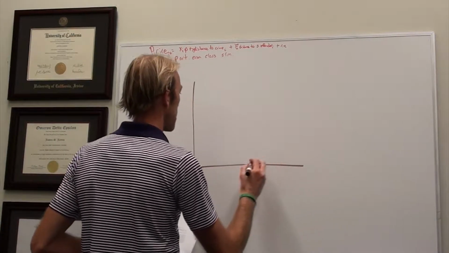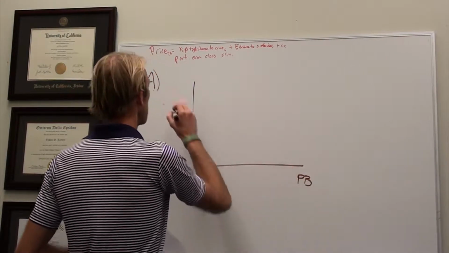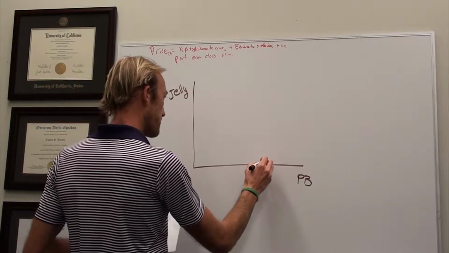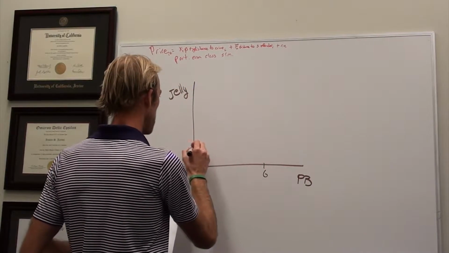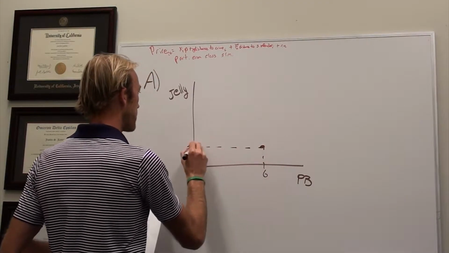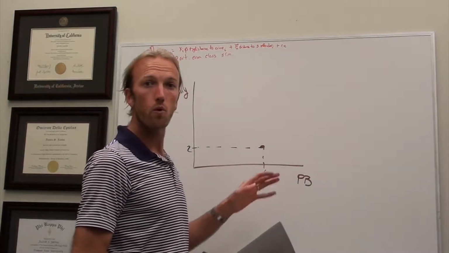You see that if I put peanut butter on this side and jelly on this side, 6 jars of peanut butter is about here, 2 jars of jelly is maybe about here, and I have the endowment point 6, 2. Now, how do I find the endpoints on this?